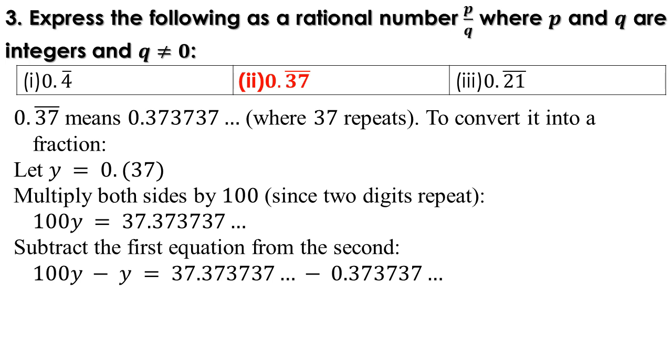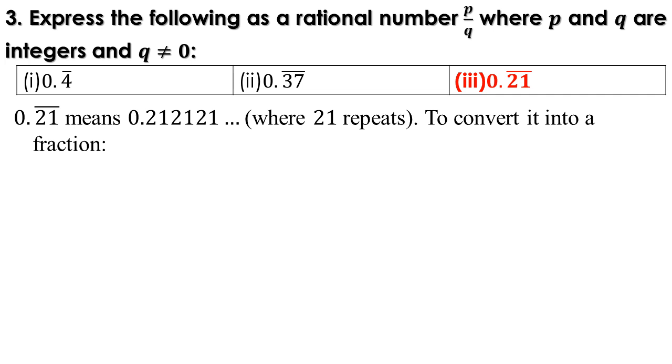100y minus y equals 37.373737 and so on minus 0.373737 and so on. This simplifies to 99y equals 37, and solving for y gives y equals 37/99. So, 0.37 repeating is the same as 37/99.